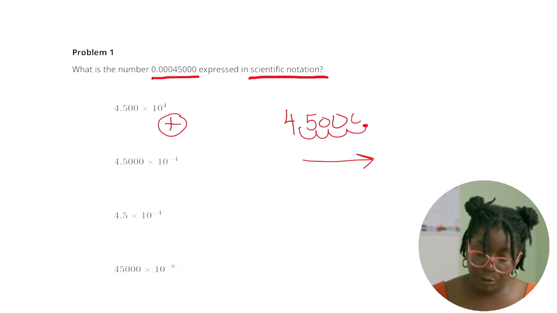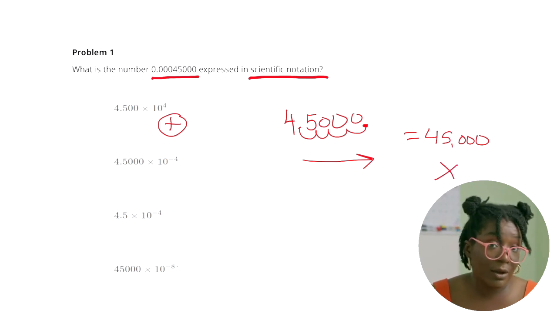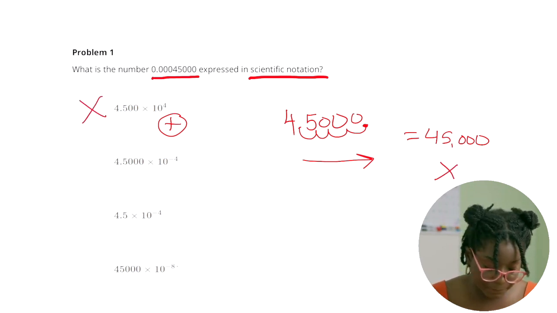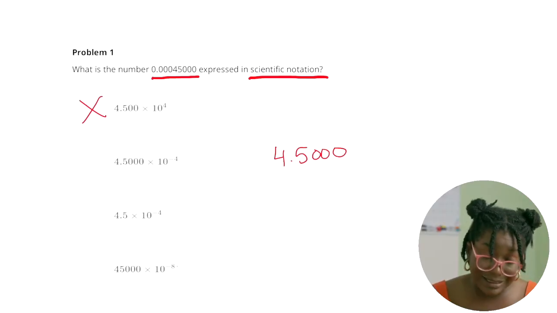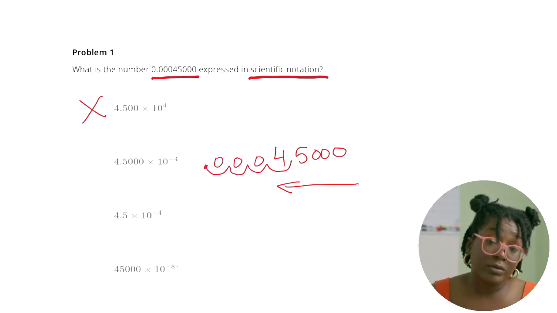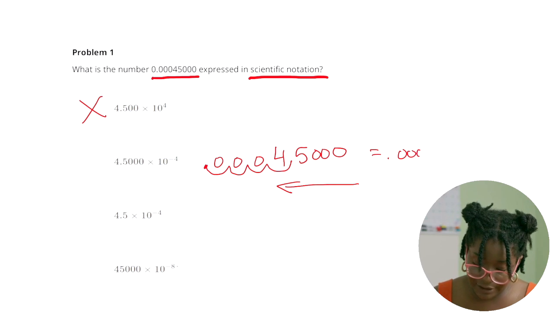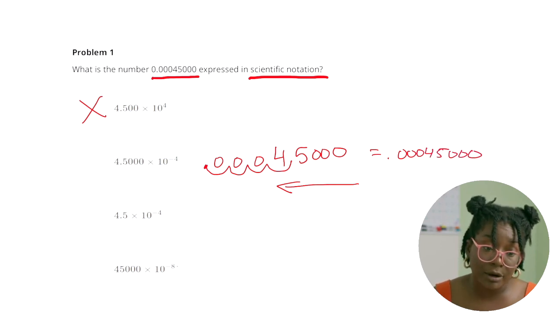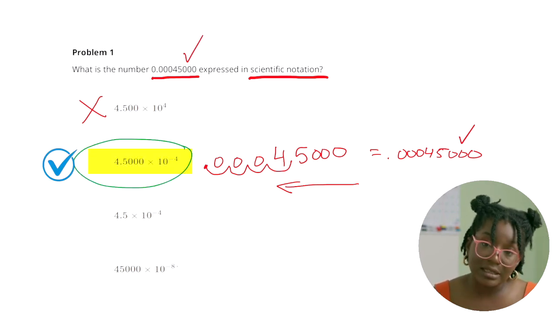Now, when we move our decimal 4 places to the right, we end up with 45,000. 45,000 is not the number that we have above, so we know the first answer is not it. Moving on to our second option, we have 4.500 times 10 to the negative 4. And now we're going to move our decimal place 4 places to the left because, again, that negative sign. Any spaces that you end up with, you just fill them with zeros. So now, after moving that decimal place over, we have 0.0004500, and that is the same number that we wanted to find in the first place. So we know that option 2 is the correct choice.